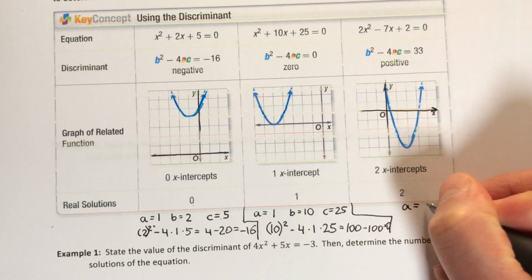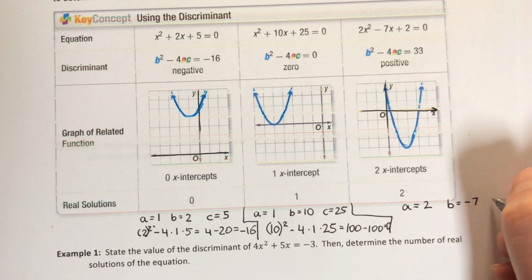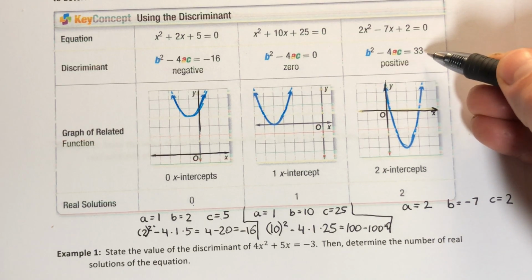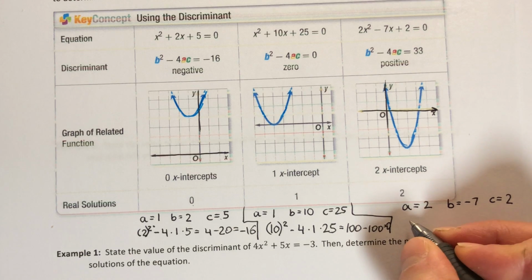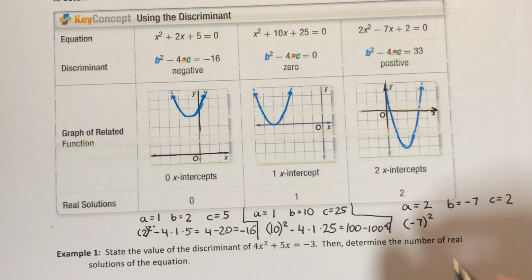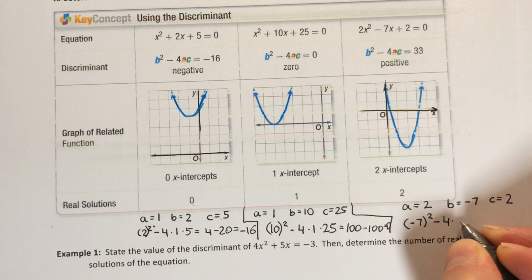So I see that a is equal to 2, b is equal to -7, and c is equal to 2. I do see that it is going to be equal to 33, but I want to show you how it happens. Again, b squared, I am going to put -7 in parentheses and square it. That is going to give me a positive number in a second. So b squared minus 4 times a times c.